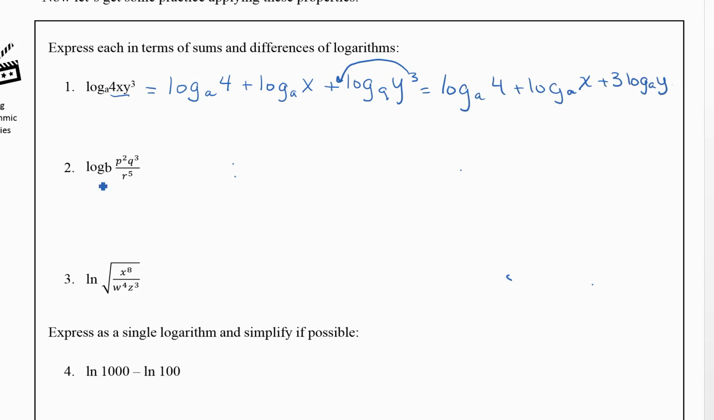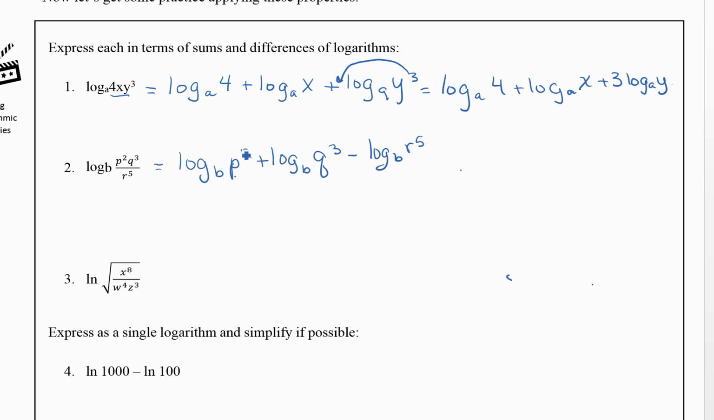Okay, this next one we have log base b of p squared times q cubed over r to the 5th. Now, anything in the numerator we're multiplying, we're going to put a plus between that. And then our term that we're dividing, we're going to subtract. Okay, so we're going to write this as log base b of p squared plus log base b of q cubed minus log base b of r to the 5th.